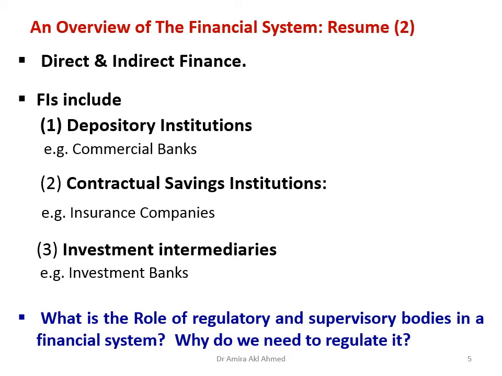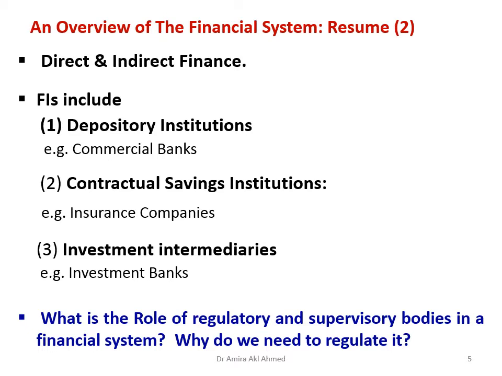The third category of financial institutions is investment intermediaries. Investment banks are examples of the third category. Investment banks are also known as underwriters. They play an important role in financial markets. They advise companies on which securities to issue, underwrite security offerings, and so on.